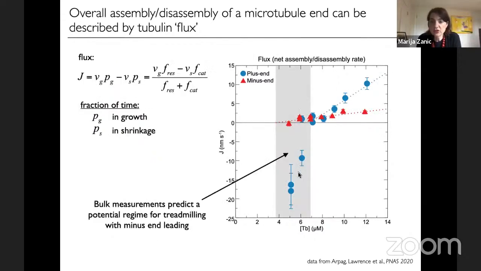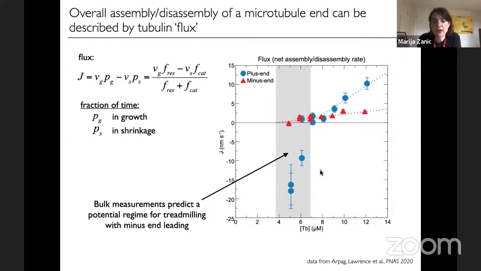But then there's a regime where we see that minus ends have positive fluxes. So on average, they're growing, but at low enough concentrations, the plus ends actually start to dip to negative flux rates. So we expect that on average, they will be disassembling. So this is a regime that in principle is conducive to treadmilling, right? We have positive flux at one end and negative flux at the other end, but this is a population level measurement. And so we wanted to actually look carefully into what individual microtubules do in this regime.